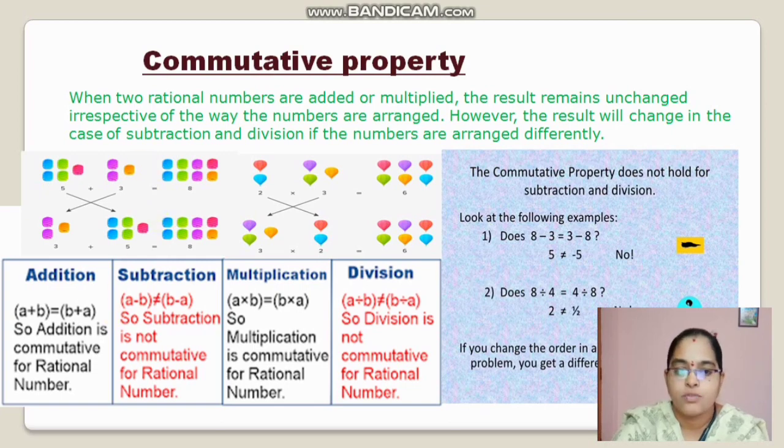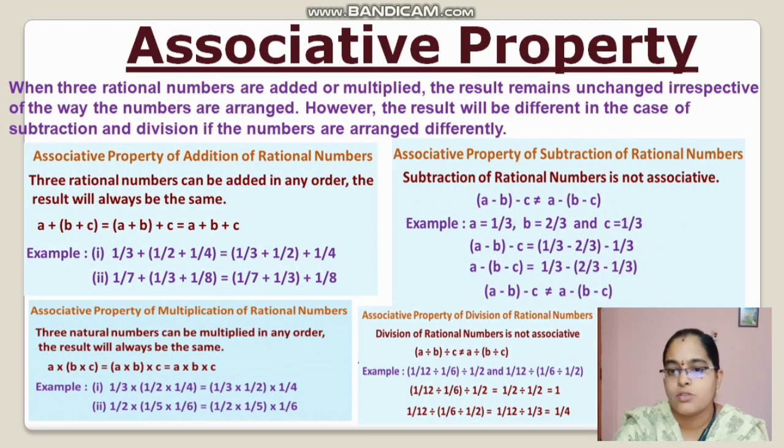Now see the next one, associative property. So what is an associative property? Here we are not changing any order, but only the brackets we are changing. When the rational numbers are added or multiplied, the result remains unchanged irrespective of the way the numbers are arranged. However, the result will be different in case of subtraction and division.